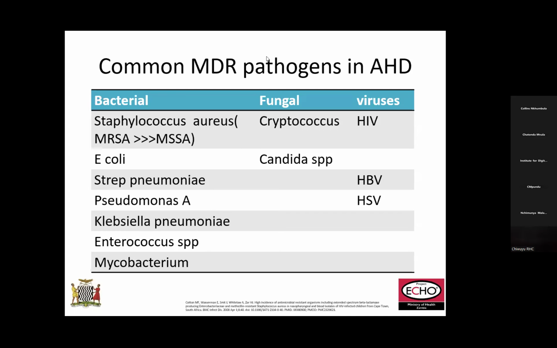When we talk about fungal pathogens, we more often have Cryptococcus and Candida. On the viruses, of course, HIV is one of them. Hepatitis B virus has also come up very prominently. We also have herpes simplex virus. These are the common pathogens we see more often causing resistance in advanced HIV. As earlier mentioned, these conditions are mostly seen in inpatients than outpatients.